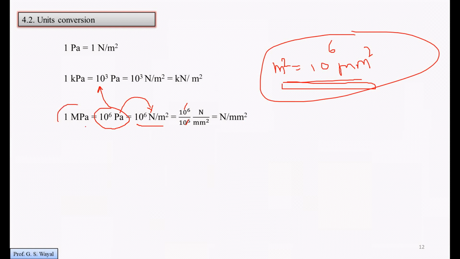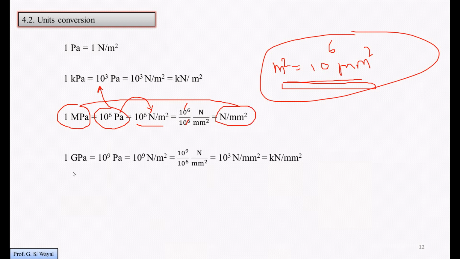So we can directly conclude that 1 megapascal is equal to 1 Newton per mm square. Now the next one is the gigapascal. So 1 gigapascal is equal to 10 to the power 9 Pascal, that is 10 to the power 9 Newton per meter square. And if we convert this meter square to mm square, we have to divide by 10 to the power 6.